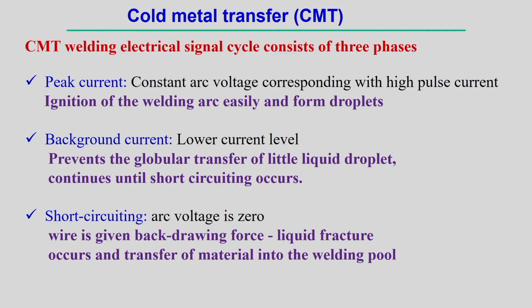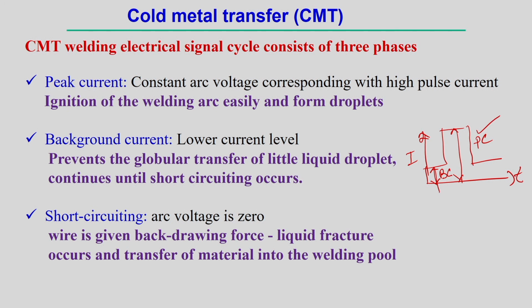The second part is the background current. A very low current level is followed in the background portion of a particular pulse. Suppose this is the pulse current: for example, this axis is the current and this is the time. This is the background current, and this amount is the peak current. So the background current is low and the peak current is normally high. This is the typical characteristic of the pulse associated with the CMT process.